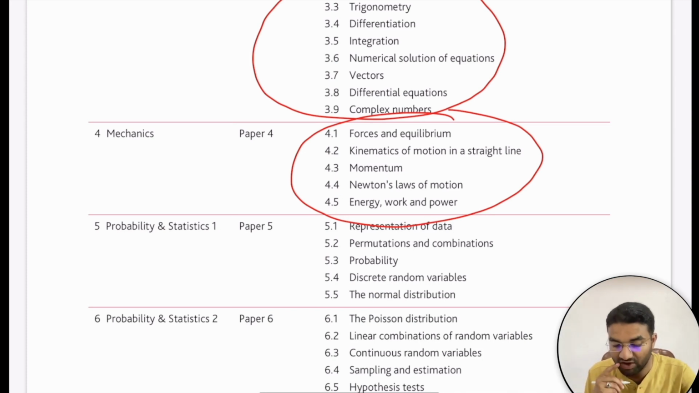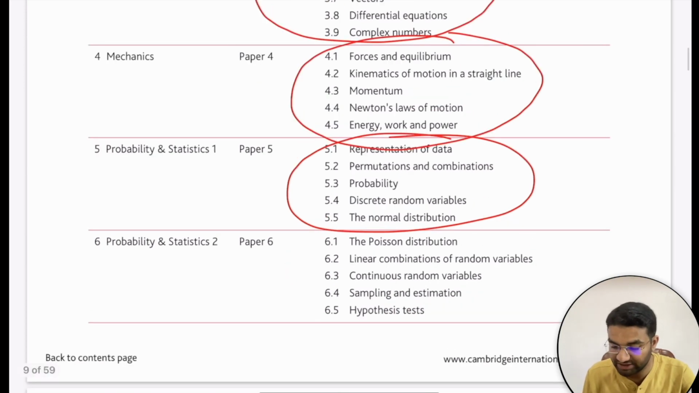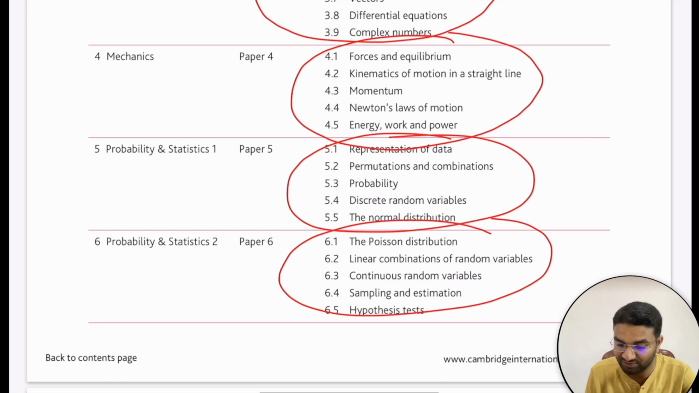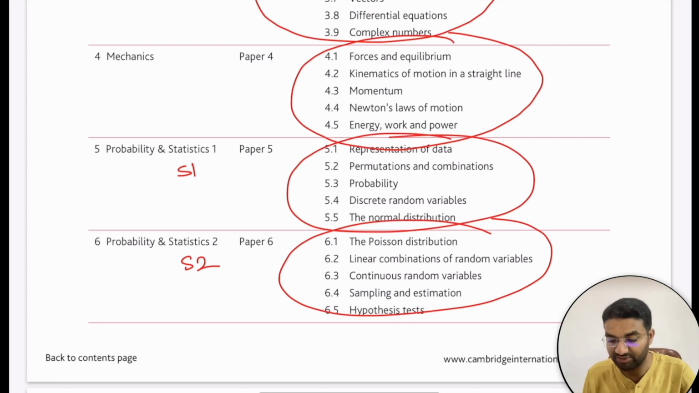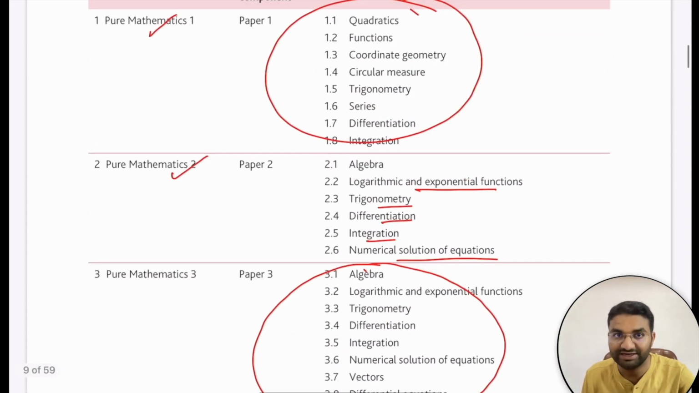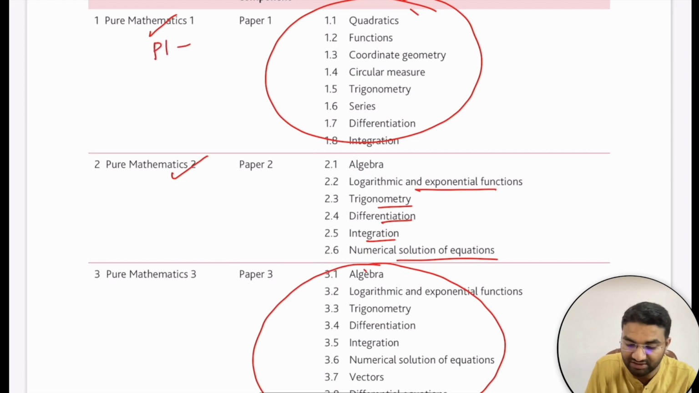Next you have Probability and Statistics 1, that is paper 5, and Probability and Statistics 2, that is paper 6, meaning S1 and S2. You have 5 topics in S1 and S2 respectively. S1: representation of data, permutations and combinations, probability, discrete random variables, normal distribution. And then S2: Poisson distribution, linear combination of random variables, continuous random variables, sampling and estimation, and hypothesis testing.